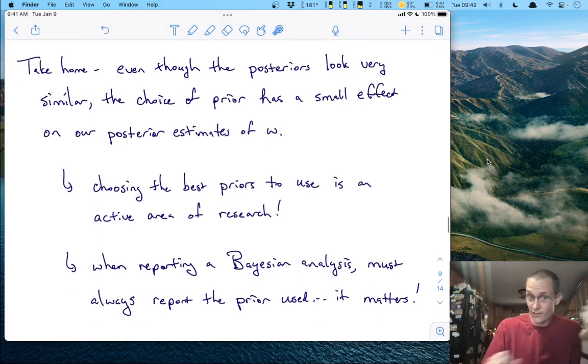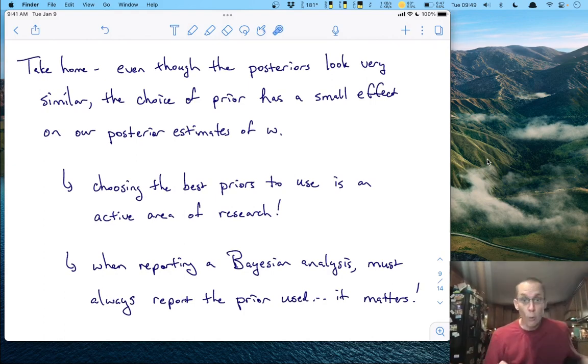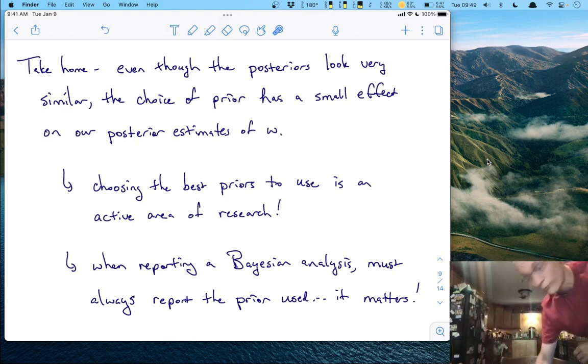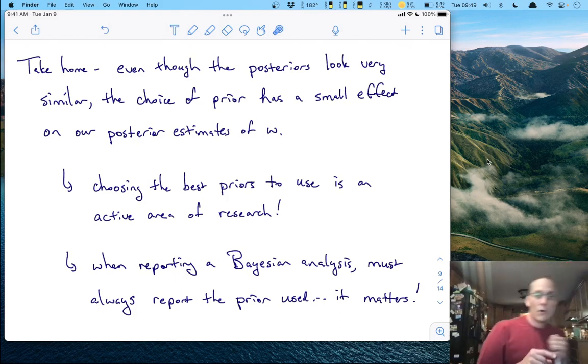And then more importantly, let me just say that when you're reporting a Bayesian analysis, you must always report the prior that is used. So you can't just put whatever the results of the Bayesian analysis are without also placing it in context. You must be able to say, here's the prior that I used.